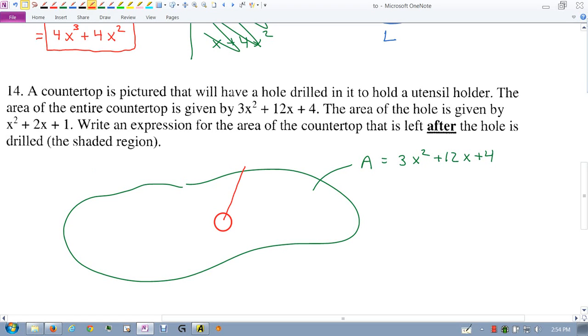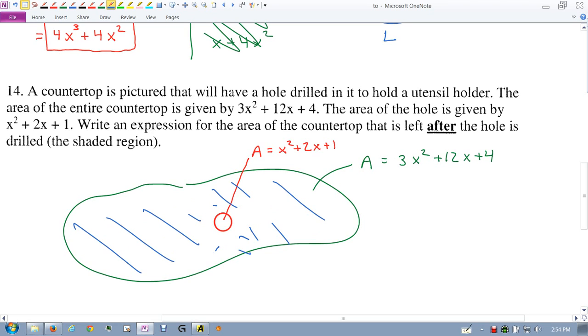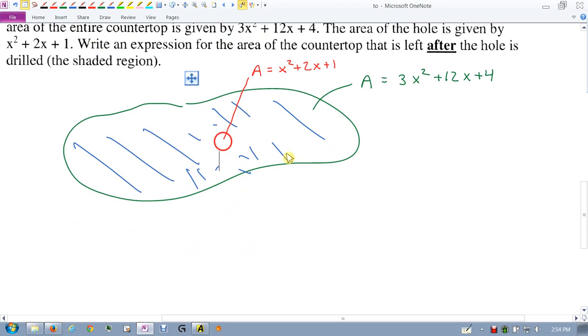And the area of that is x squared plus 2x plus 1. So the question is, what is the area of everything remaining after the hole has been drilled out? Subtract, right? You take this area, which is this polynomial, you subtract from it this polynomial. So how about we try that out?